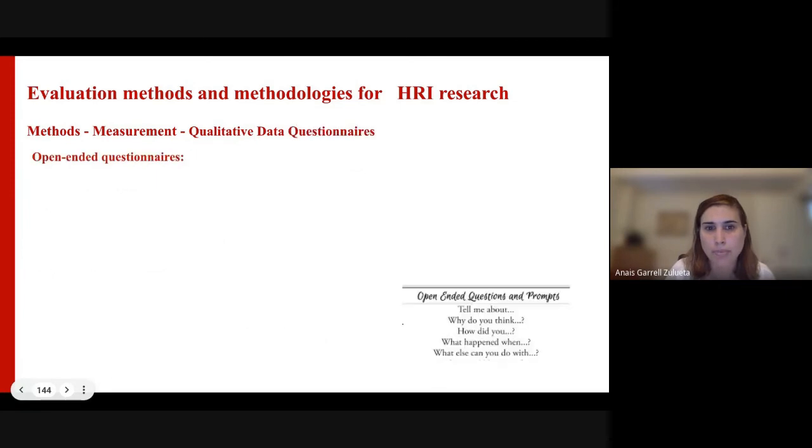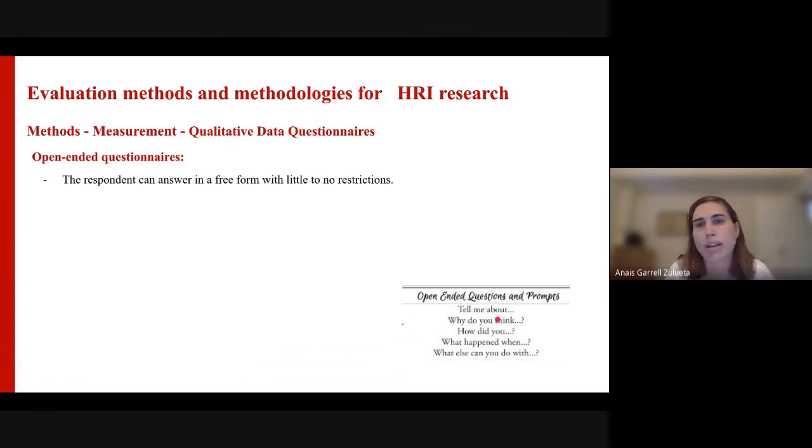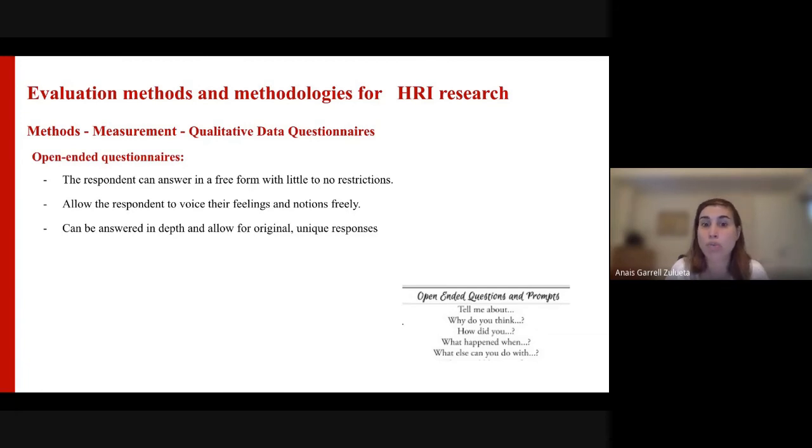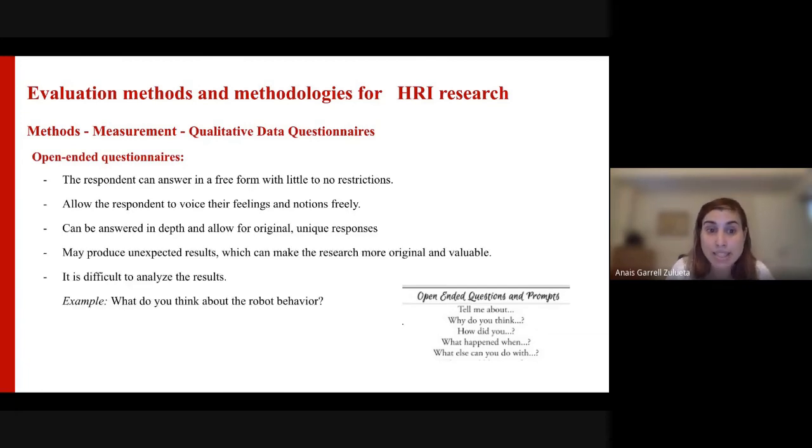So let's see some examples of types of questionnaires and questions. The first one is the open-ended questionnaire. Here we give the respondent the capacity to have no restriction; they can answer whatever they want. Like, tell me about your perception of the robot. Why do you think the robot behaves in that way? Do you like the robot accompanying you in a social scenario? Here, we allow the respondent to voice their feelings and give us a lot of information, answered in depth, allowing for original and unique responses. But the difficulty is how do we analyze these results? Because it's very difficult to analyze this kind of result.